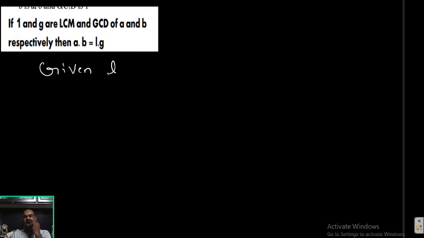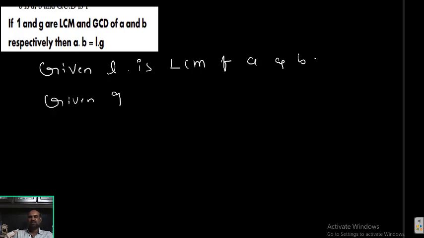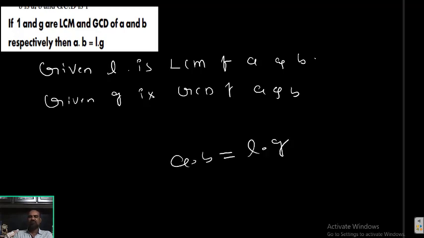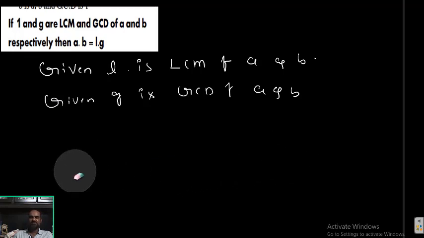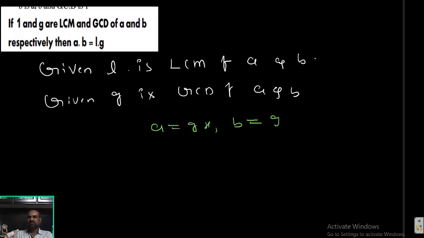Given L is the LCM of A and B. Given G is the GCD of A and B. What should we prove? If A into B is multiplied, we should get L into G. The product of two numbers equals the product of the LCM into GCD. Okay. So GCD G means A should have the form G into X, and B should have the form G into Y, where X and Y are co-primes.